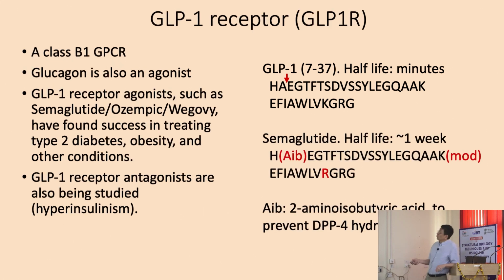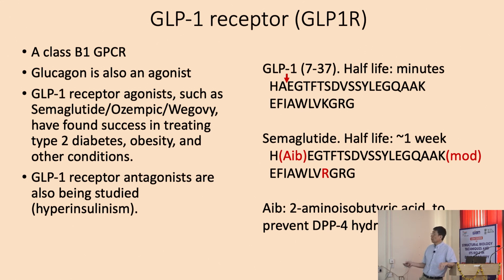So what did they do? Well, first, the receptor. GLP-1 binds to the GLP-1 receptor. And GLP-1 receptor agonists, such as semaglutide or Ozempic or Wegovy, have found great success in treating type 2 diabetes. And now they are also being used for obesity and other conditions. Of course, there are important side effects as well. I don't know how popular it is in India, but in the US, it's everywhere.